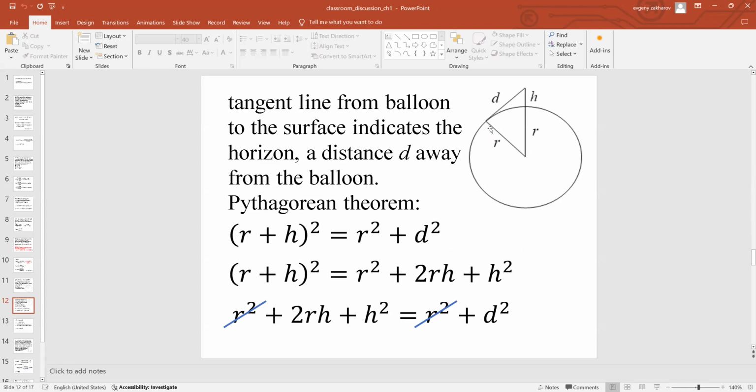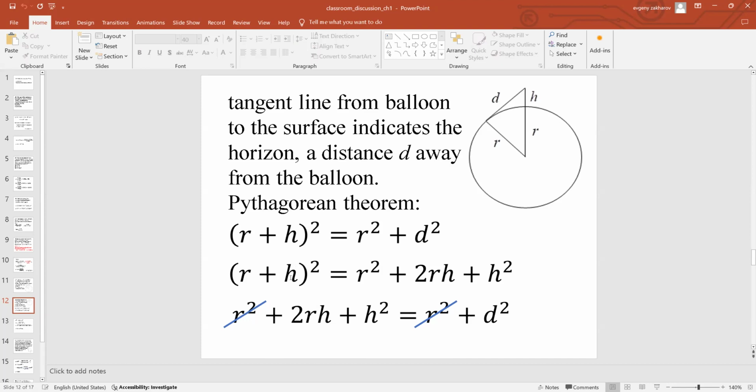You got side squared plus side squared equals hypotenuse squared. First side is the radius, r squared. Second side is d that we're looking for. We want to solve for that distance. So d squared. And the hypotenuse is made of radius and the altitude, which is just h. So r plus h is the hypotenuse, and it also goes squared.